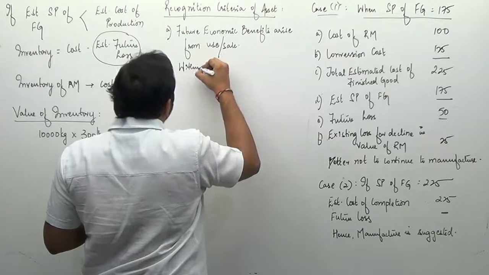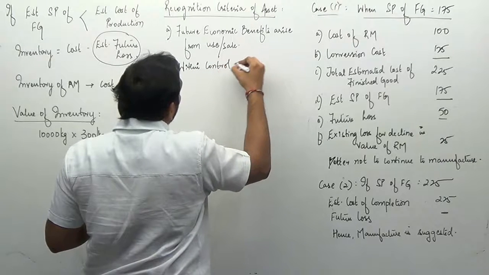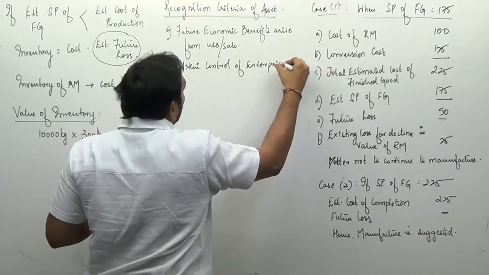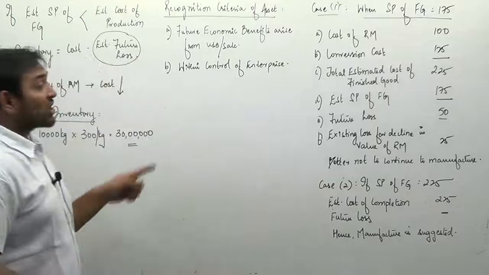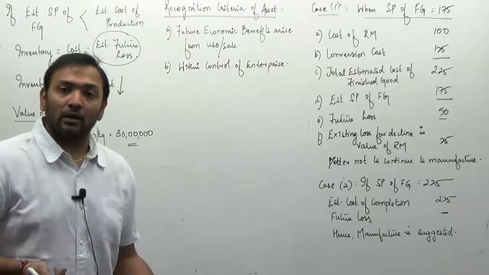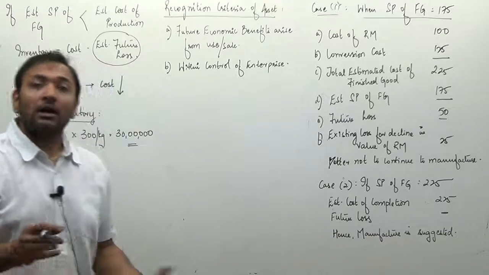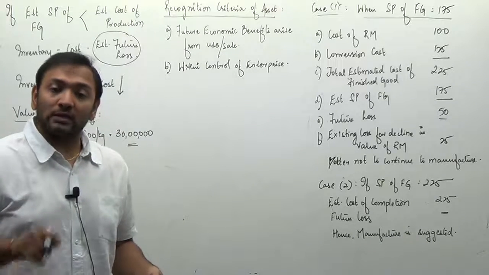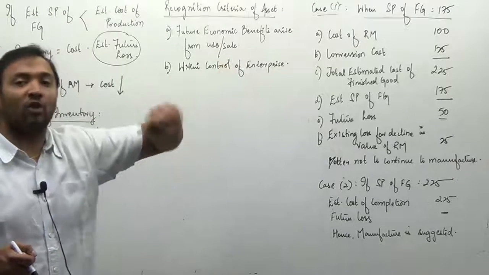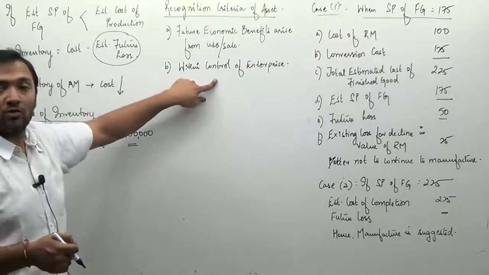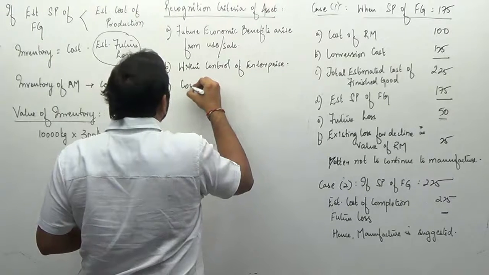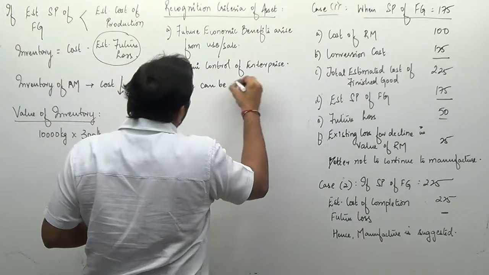Second one, within the control of the enterprise. Such a control can either be physical control, like your mobile phone. I normally put it in my pocket. That is a physical control that you are exercising over it. A vehicle, the key is with you. That's a physical access control. So the control can be physical or sometimes arise out of law. Legally also you might get a control over it. So whatever it is, it should be within the control. And the cost can be reliably measured.